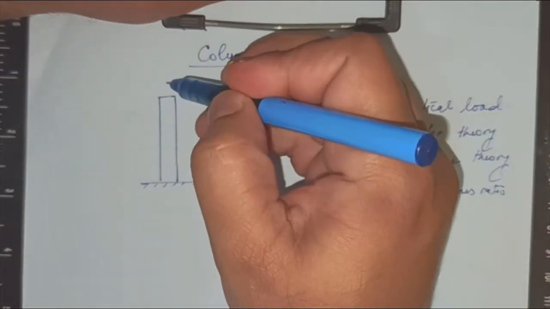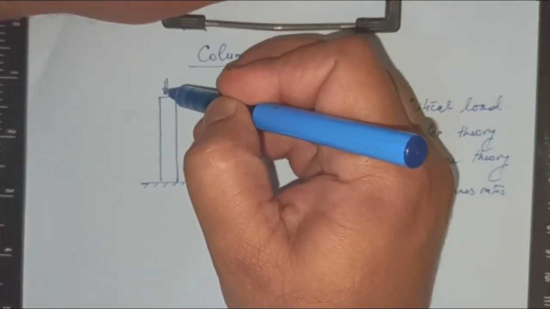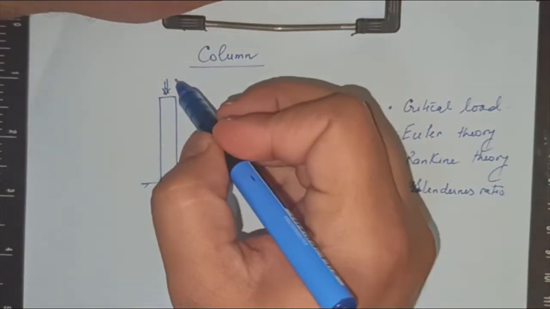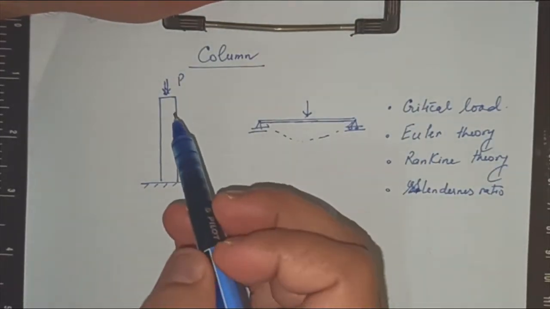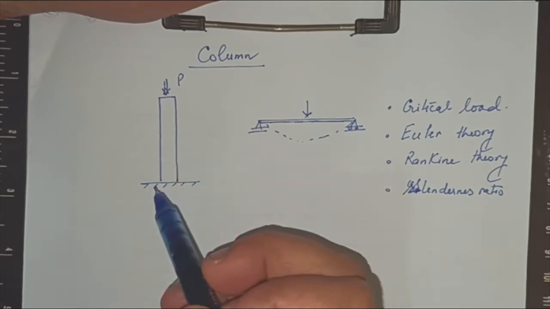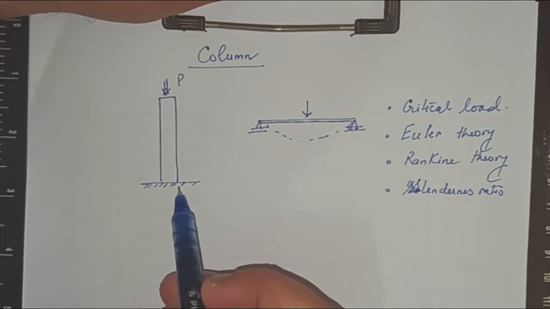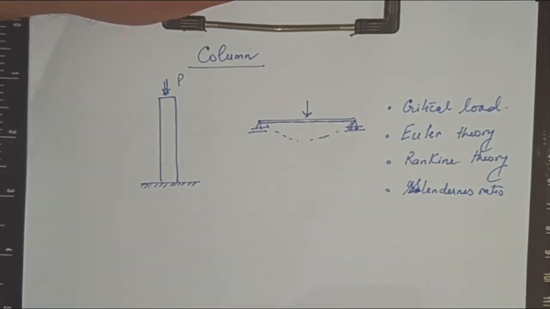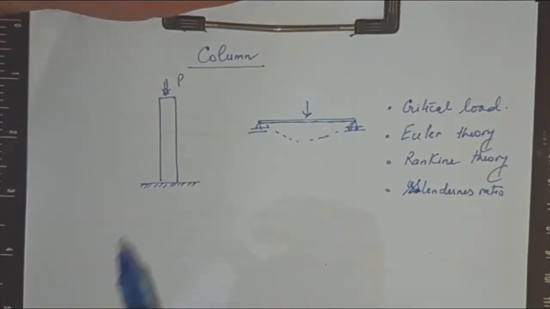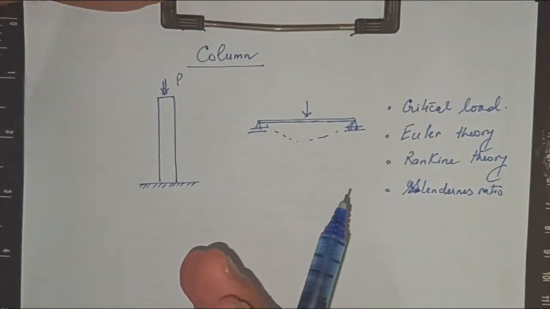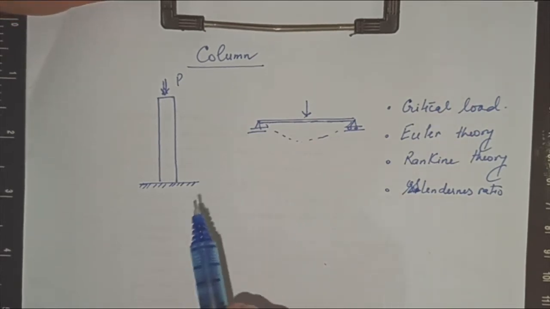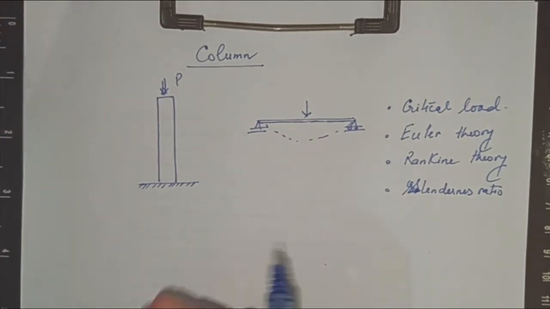However, in this case, the load is applied from the top. The column is loaded and takes the load from the top, and it is fixed at the ground, which is one kind of boundary condition for a particular column. Now, the height of this column is very important. This is also called the effective length of the column. So the height of the column is very important.